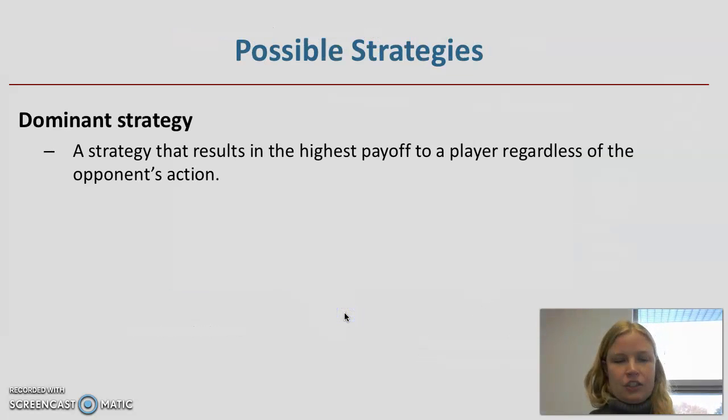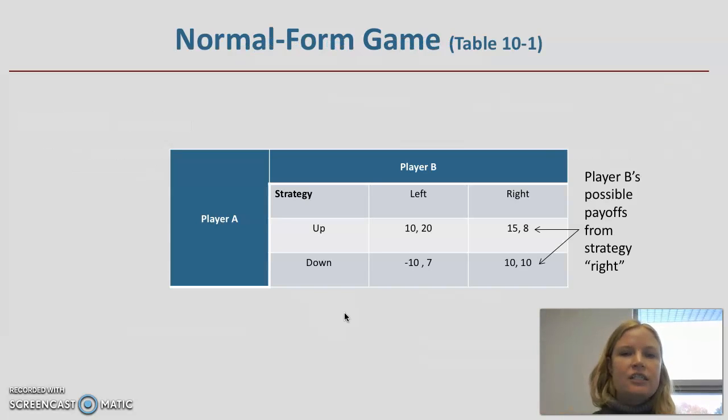Okay, so there are different strategies. One is a dominant strategy. This does not happen all the time. This is a strategy that results in the highest payoff to a player regardless of the opponent's action. It's just the best. So if we think about player A, if player B chooses left, the options are 10 and minus 10. If player A chooses up, it's either going to get 10 or 15. If player A chooses down, it's either going to get minus 10 or 10. So clearly choosing up is a dominant strategy.